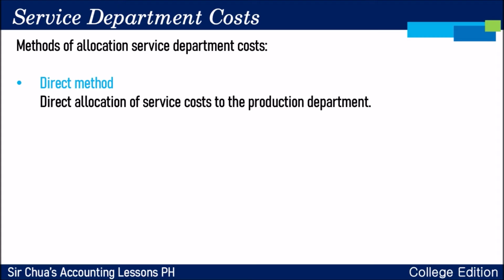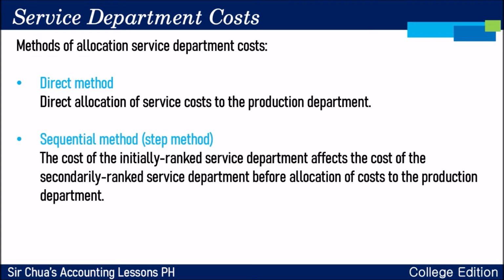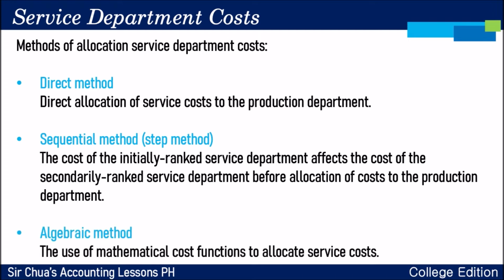So, pag direct method po, direct lang po ang allocation. From the service cost, i-allocate mo diretso sa production department. Pag step method po, or the sequential method, the cost of the initially ranked service department affects the cost of the secondarily ranked service department before allocation of cost to the production department. So, kung ano po yung service na mararank na mas may pakinabang sa production process, siya po yung initially ranked service department, and then magkakaroon po ng yung cost niya is magkakaroon din ng effect dun po sa secondarily ranked service department bago po siya tuluyang i-allocate sa lahat po ng production department costs. And then lastly is algebraic method, is gagamit po tayo ng mathematical cost functions, yun yung mga favorite nyo, in allocating the service costs.